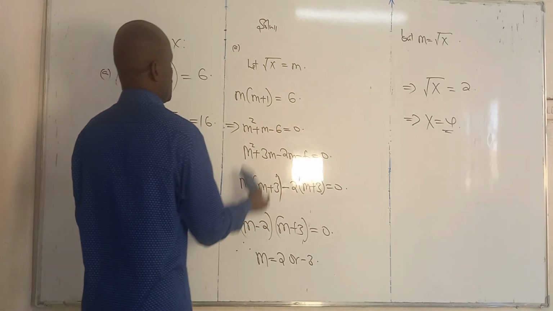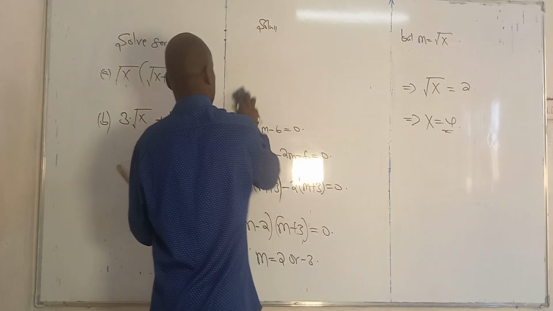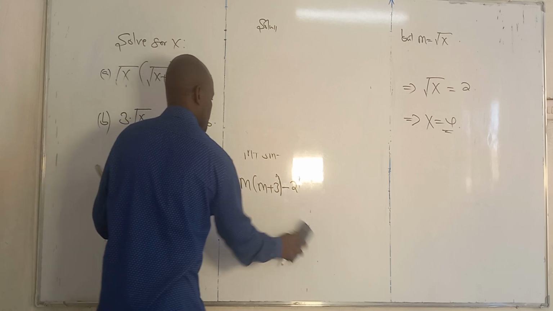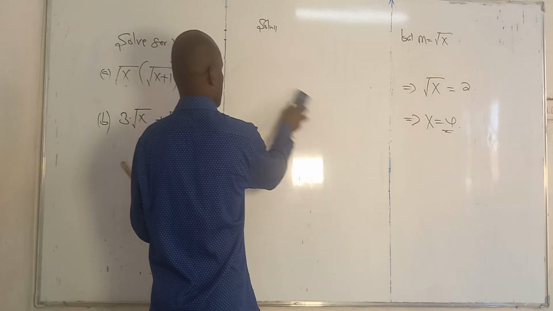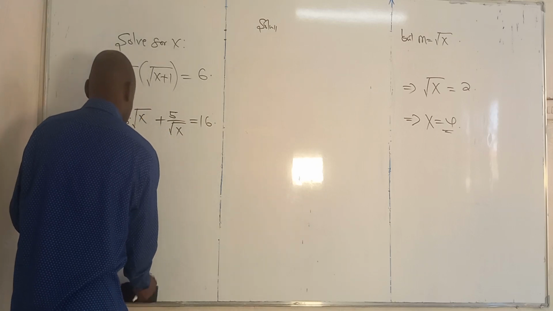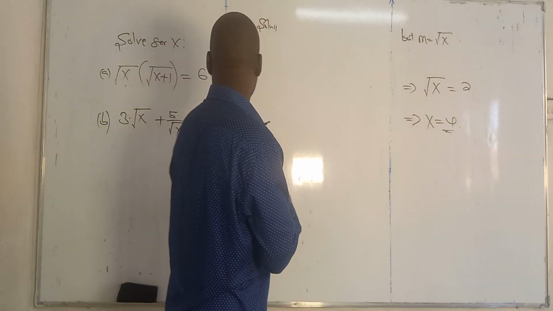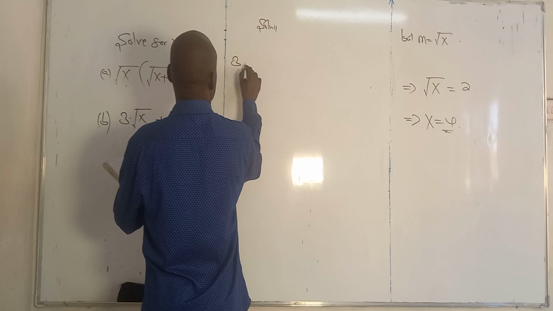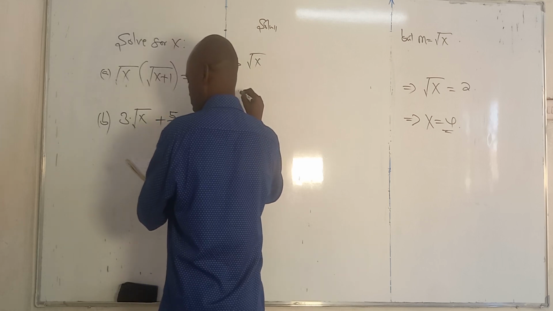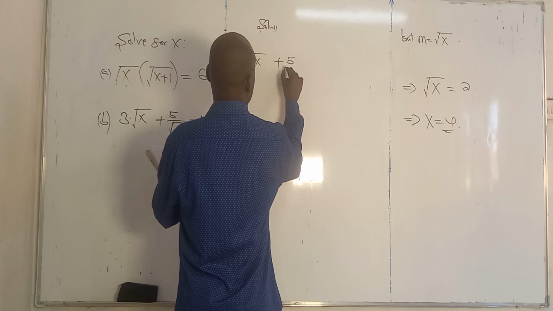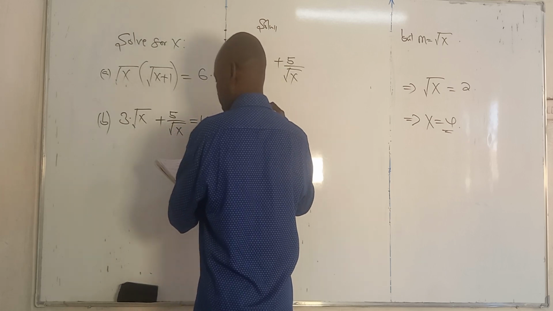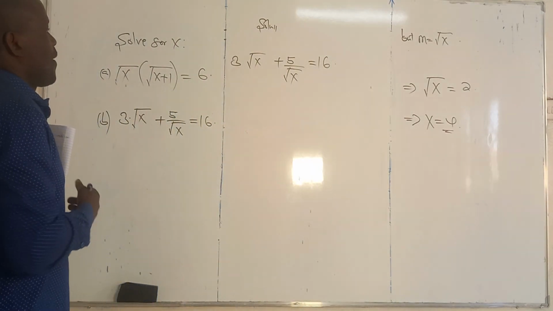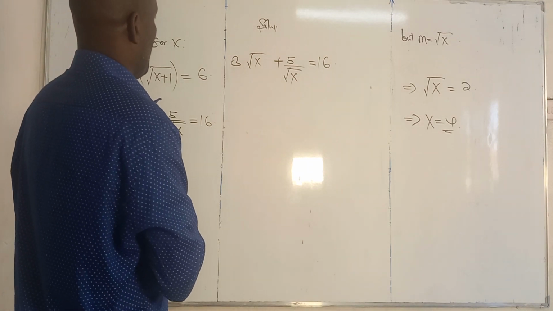Now I want to consider part B. That is 3 root of x plus 5 over root of x is equal to 16. You want to find the value of x.